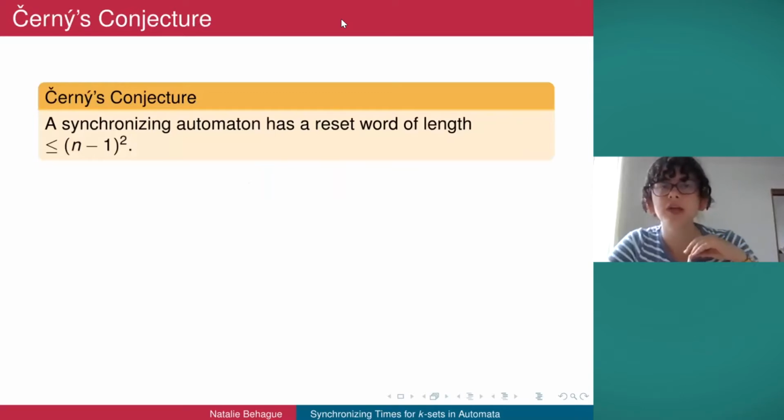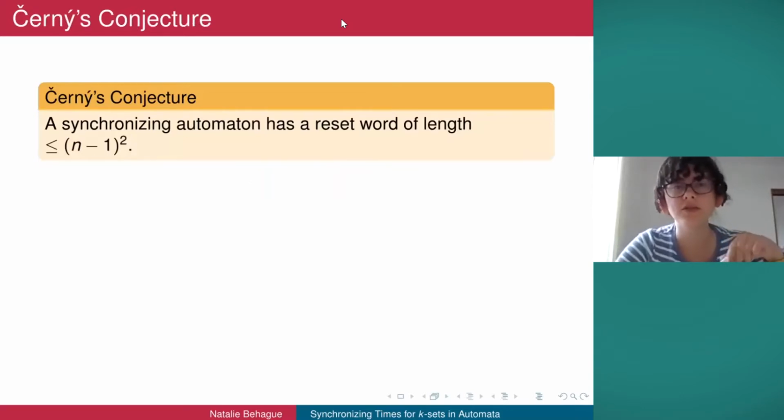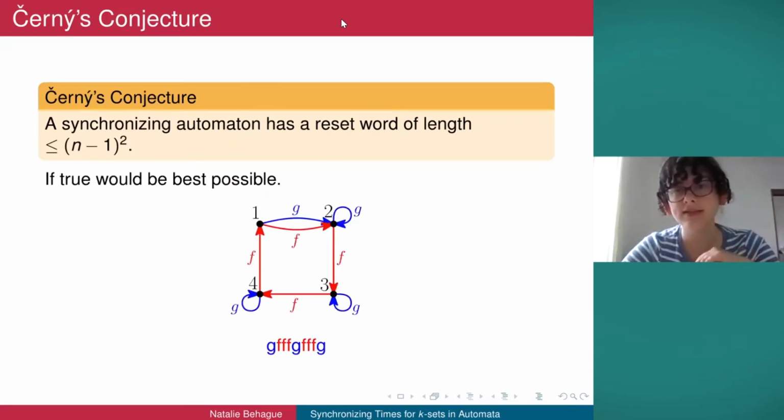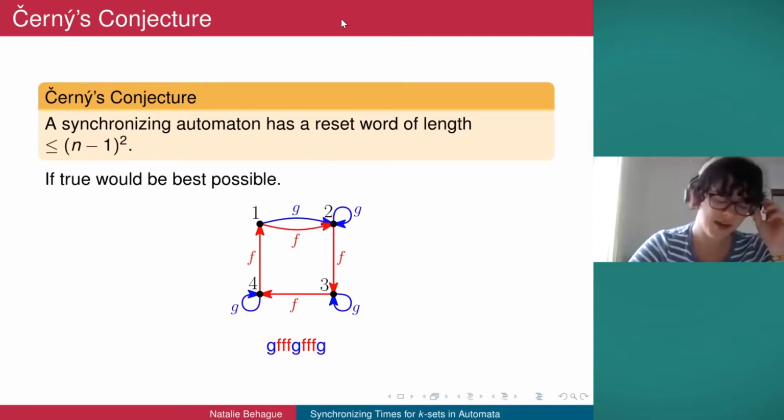So the big open conjecture in the world of automata theory is Cerny's conjecture, which is that if an automaton is synchronizing, so if an automaton has a reset word, then it has a reset word of length (n-1) squared. And if this conjecture was true, it would be tight. And the example is this example that I showed you before.